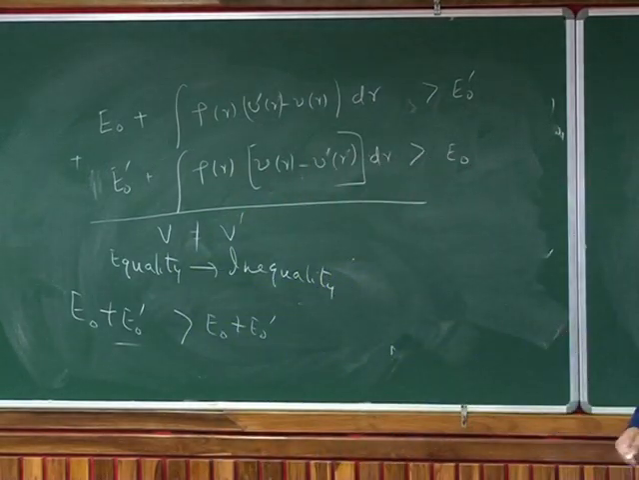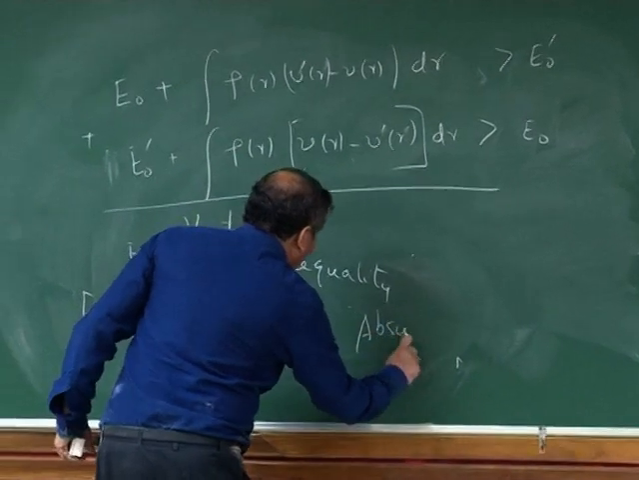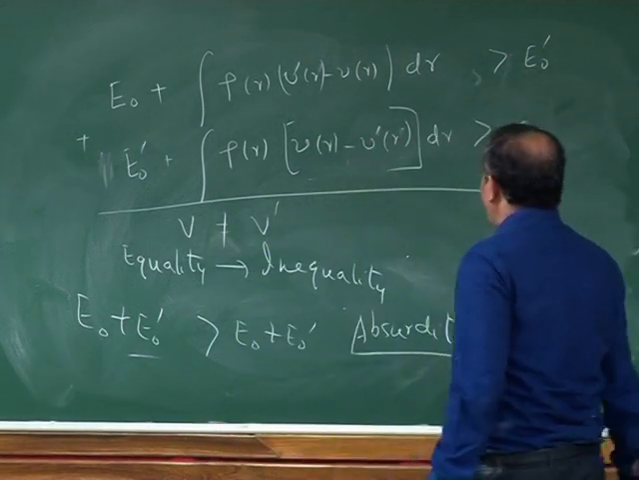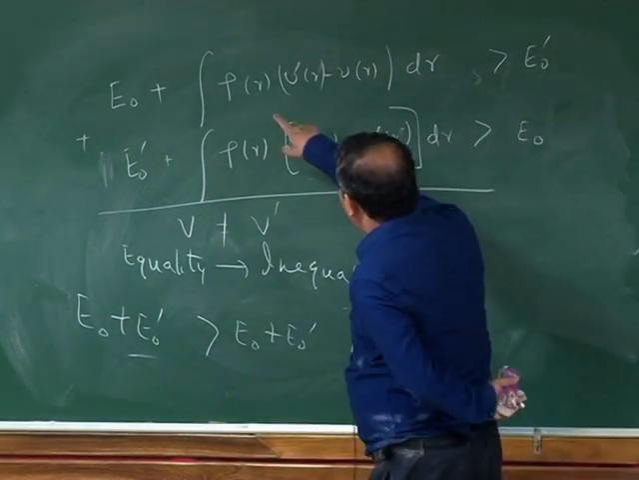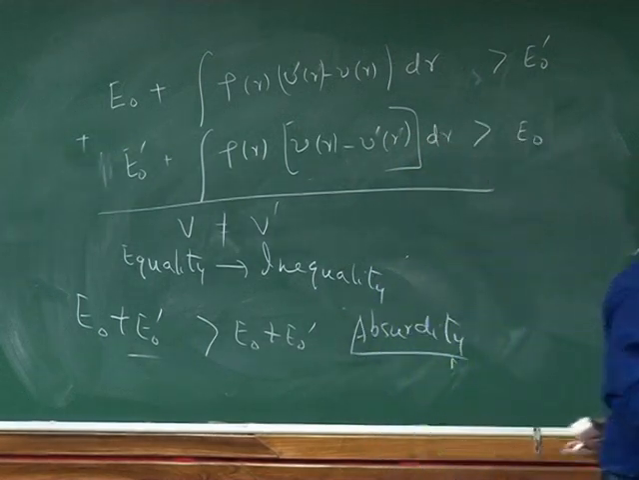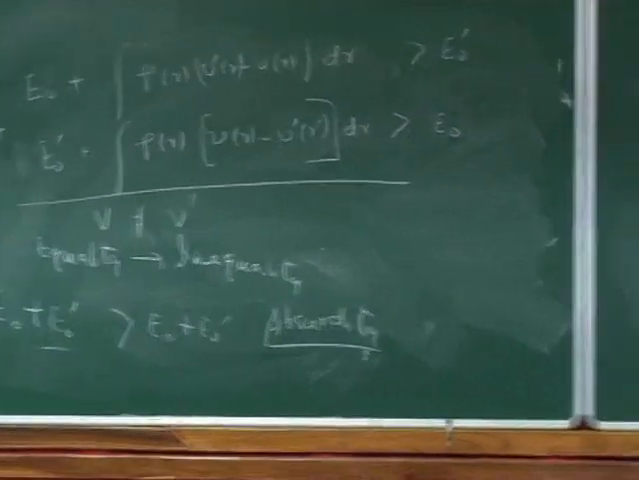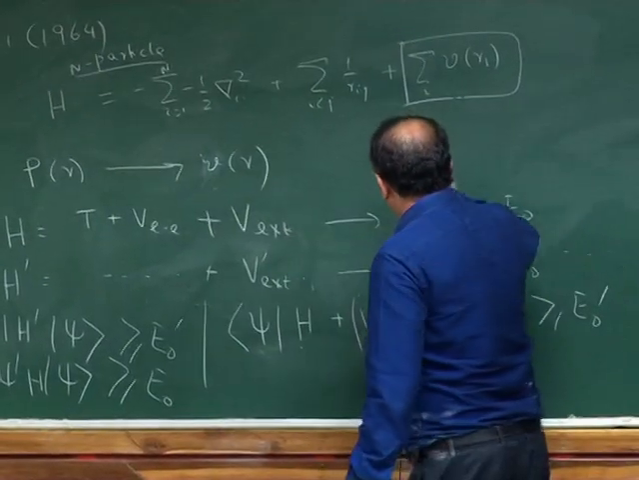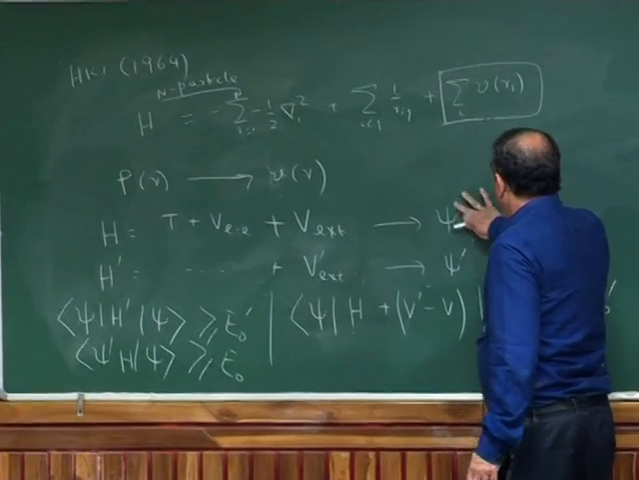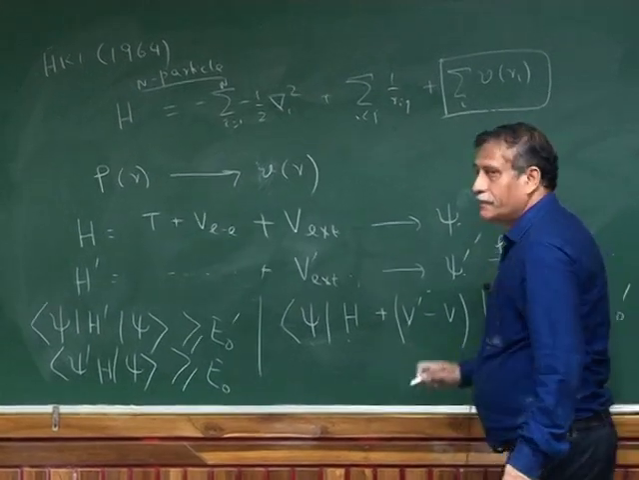Right? So you reach an absurdity. So that's an absurdity. Which means this assumption of these two densities being common was wrong. Hence, it says that if I have two different external potentials, two different psis, so this is psi, this is psi prime, my density also has to be different.